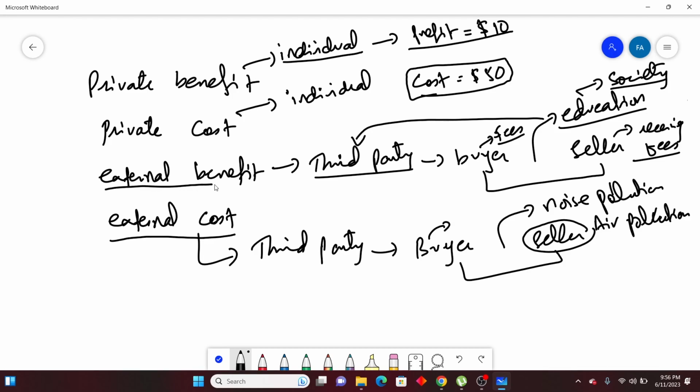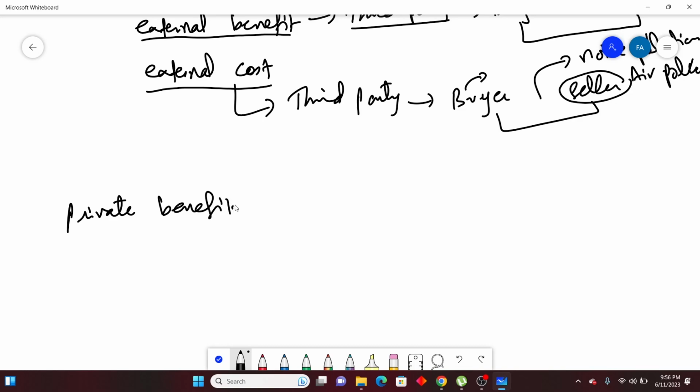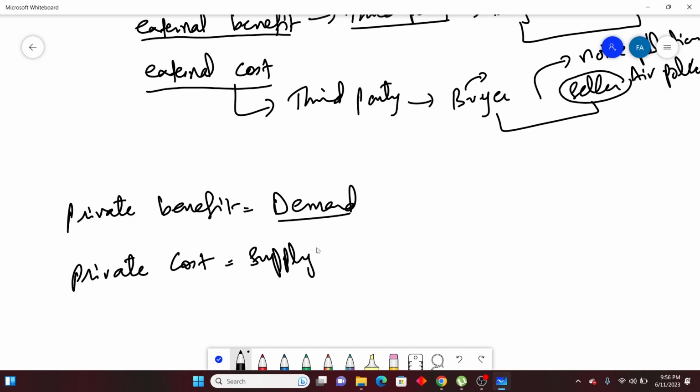And the benefit is an external benefit if you're not involved in the transaction. So I hope so far things are quite clear to you. If I talk about the private benefit, it is equal to what? Demand. So I recommend that if you haven't learned the demand chapter very well, do learn it. Do watch the video on demand so that you will be able to cover the graphs very well. Private cost is equal to supply. So these curves will be used in order to make the graph.